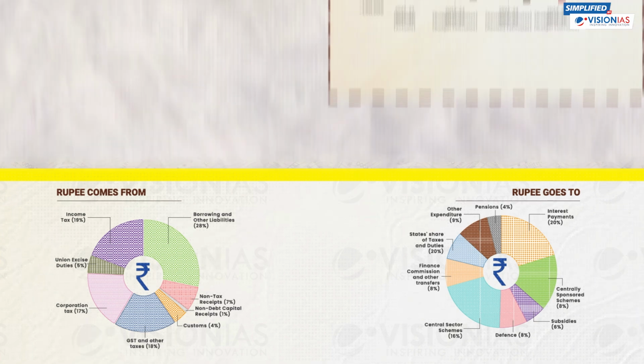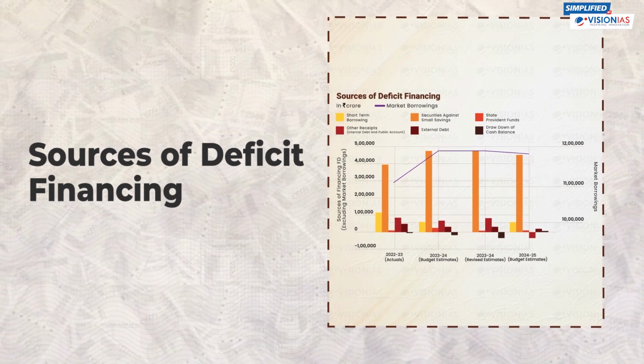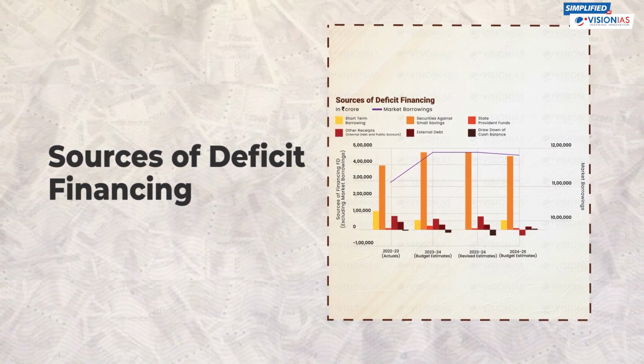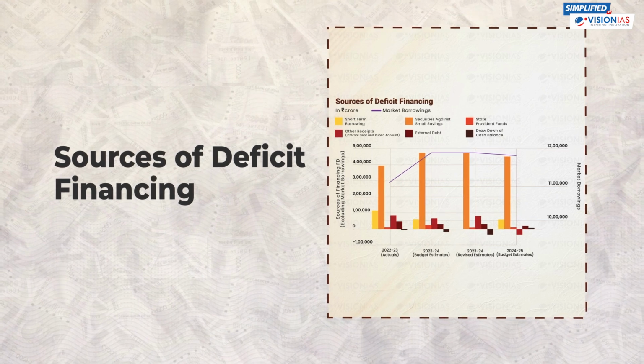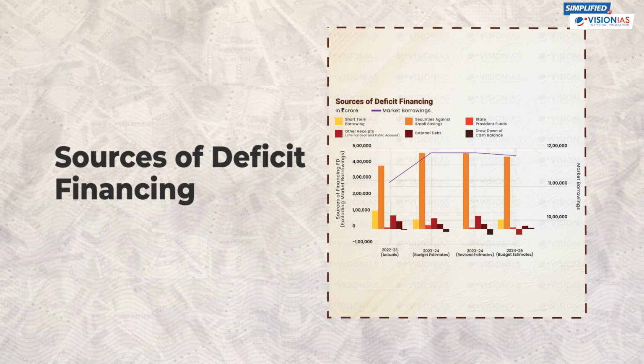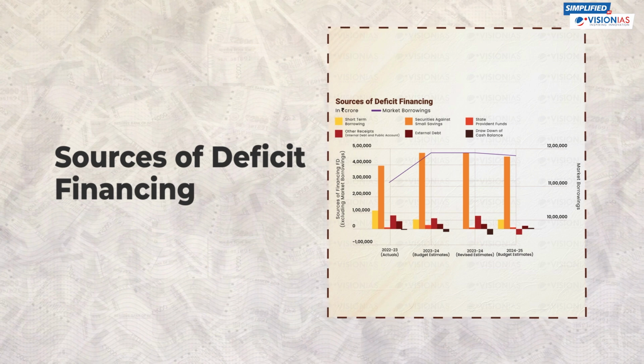Now let's check what are the sources of deficit financing. Deficit financing is financed by money from various sources like market borrowings, small savings, dated securities and others. The sources of deficit financing include market borrowings, securities against small savings, short-term borrowing, other receipts like internal debt and public account, external debt, state provident funds, and drawdown of cash balance. As per the 2024-25 interim budget, the deficits are largely being financed through securities against small savings. In addition, there is a negative decline in the other receipts in the budget estimates for 2024-25.